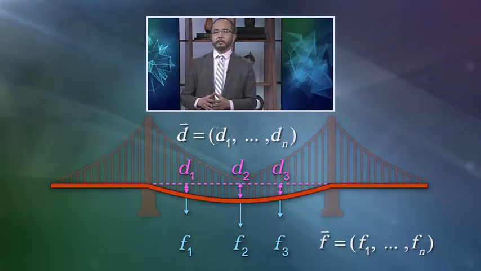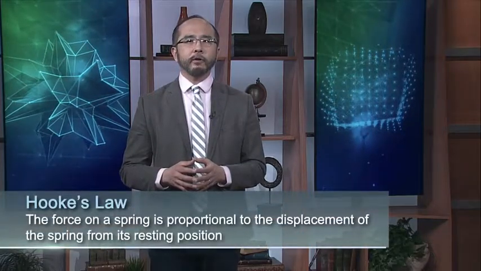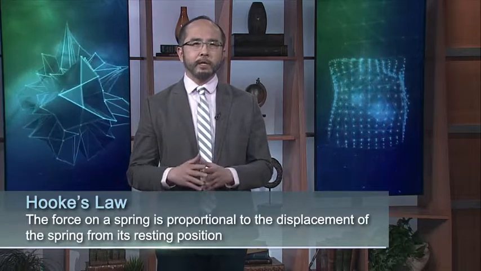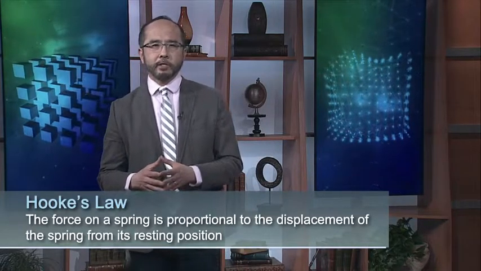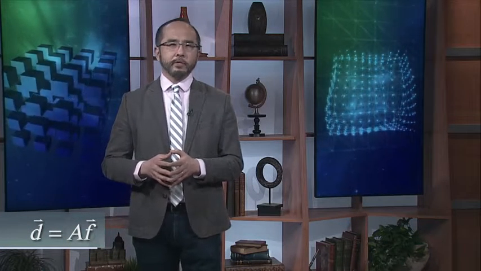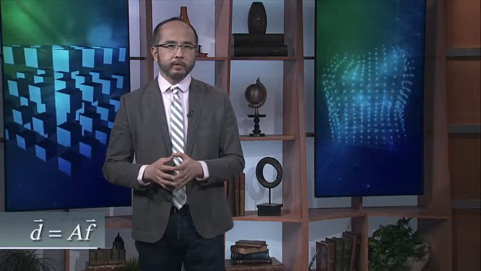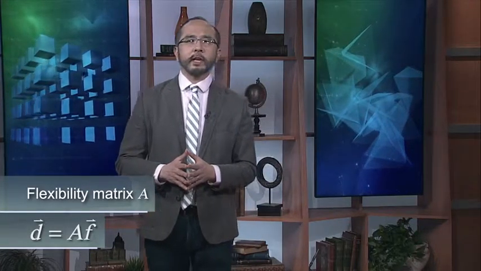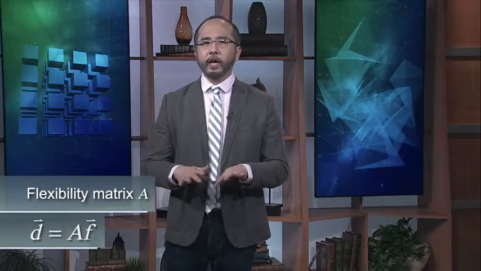Now, if you've taken any physics, you might recall that in spring mass systems there is a law known as Hooke's law that says that the force on a spring is proportional to the displacement of the spring from its resting position. Here, similarly, there is a linear relationship between the vectors F and d. In fact, d equals a matrix A times F, where A is an n by n matrix known as the flexibility matrix.